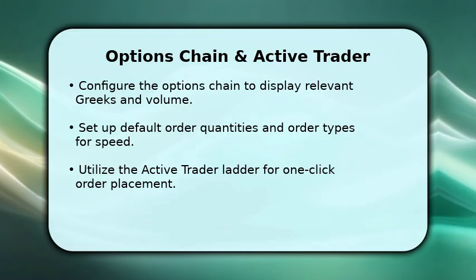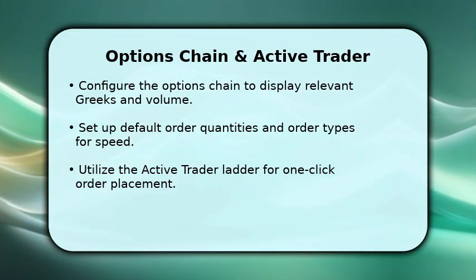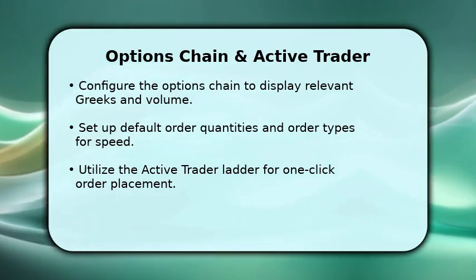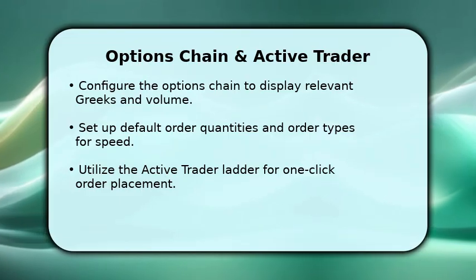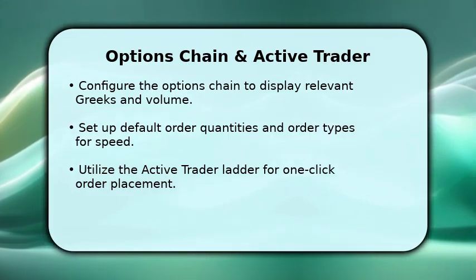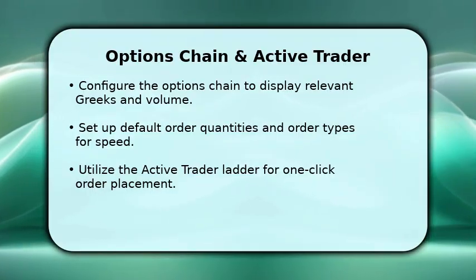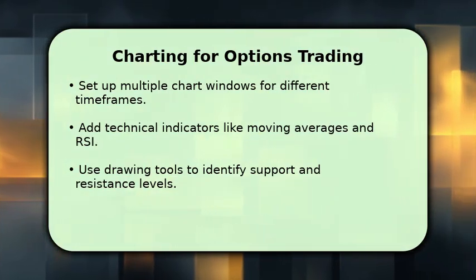For Active Trader, set default order quantities, perhaps 10 contracts, and preferred order types. This enables one-click order placement directly from the ladder, saving precious seconds. Adjust column settings to clearly display bid, ask, and last prices, ensuring you have all critical information at a glance for swift execution.